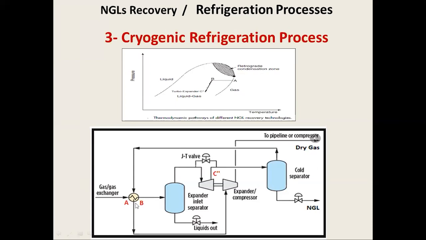Very simple. What about the liquids now? This is a natural gas liquids. Here we have liquids separated because of the cooling effect in the gas-gas heat exchanger. Here's the liquids, we call it condensates. It can join this natural gas liquids as a final product, okay?